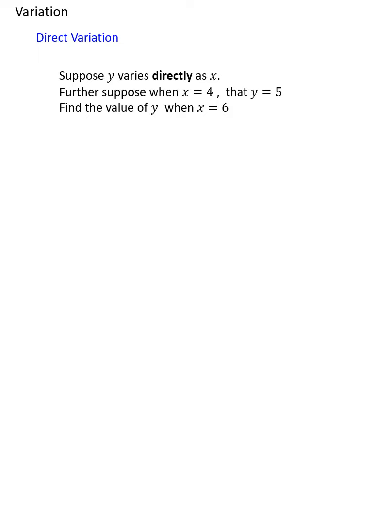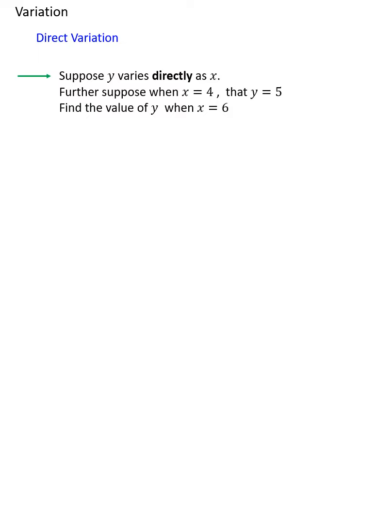Before we start this problem, if you're wondering how x can be 4 and 6 in the same problem, it's because we're thinking about x and y as true variables. There's some moment when x is 4, and later on it's 6. Okay.